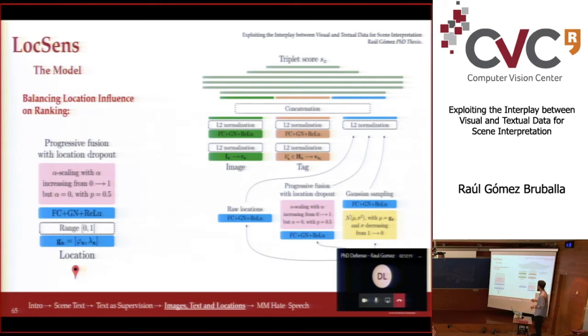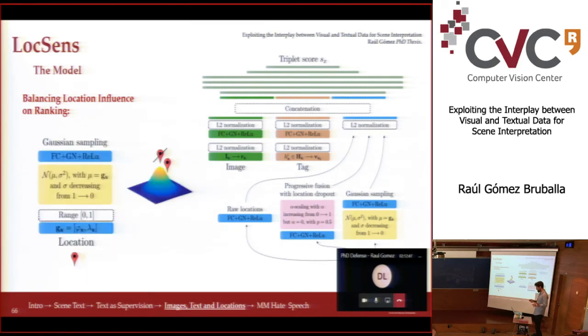The first one, progressive fusion with location dropout. In here, what we do is, at the beginning of the training, we multiply the location representation by 0, and we introduce that modality progressively during training. So we keep scaling up this multiplying factor until it's 1. And we also apply a dropout here, so that the location information is not always available during training, so that the LocSens model still can discriminate between triplets based solely on image and tag information.